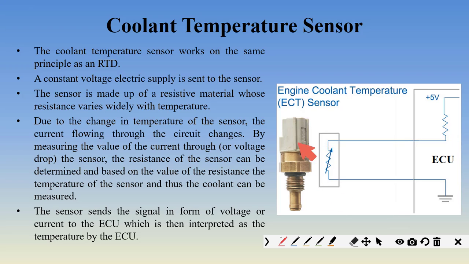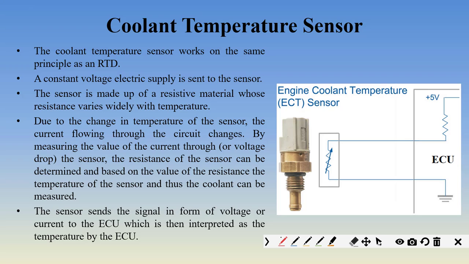Thus basically what is happening, because of the change in temperature of the coolant, there is change in resistance of the engine coolant temperature sensor. Because of the change in resistance of the engine coolant temperature sensor, there is a change in the voltage drop, and because of the change in voltage drop, that voltage signal is sent to the ECU. And this is how you can measure the temperature of the engine coolant.